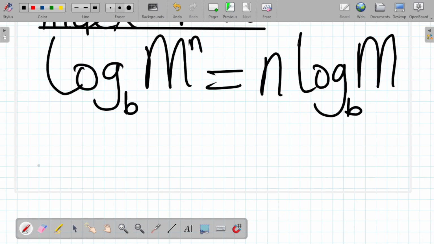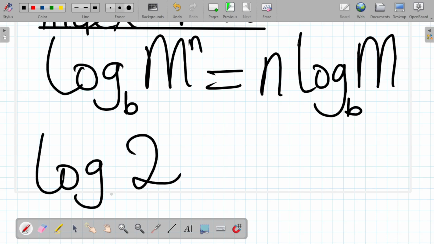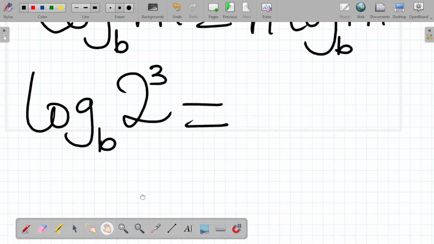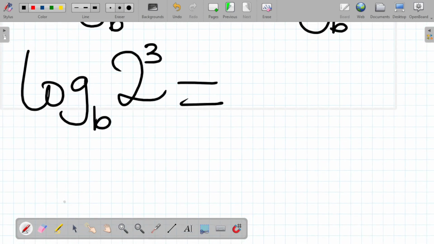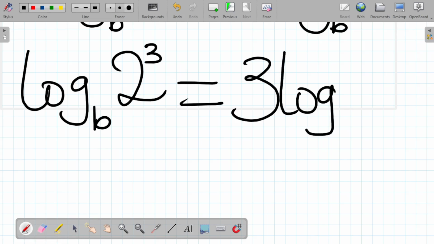Multiply the log by the power. So another example. If we are given log 2 raised to power 3 to base b, and we are asked to solve this, our answer becomes, you multiply the log by the power. The power here is 3. So we have 3 log 2 to base b.